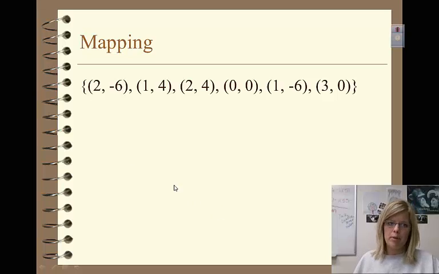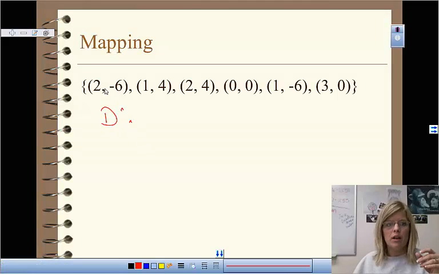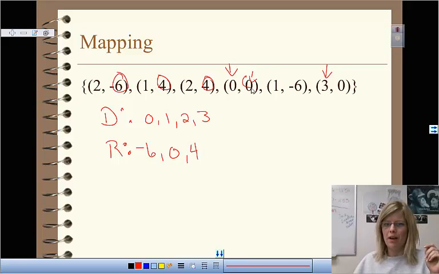Alright, so here's a problem. Here's our relation. We have 1, 2, 3, 4, 5, 6 different pairs. You would have stated your domain was 2, 1, 0, 3. Lowest number was 0, highest number was 3, so I have 0, 1, 2, and 3. With me so far? Range, same problem like we had before. -6 was our lowest number, then 0, and then 4. We didn't have any other different y values, right?